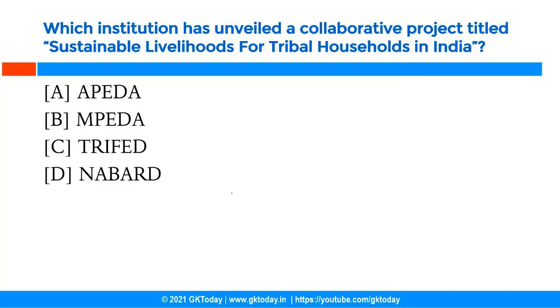So this has been announced by TRIFED. What is TRIFED? It is the Tribal Cooperative Marketing Federation of India. This TRIFED is under MOTA. What is MOTA? It is the Ministry of Tribal Affairs. So for this particular sustainable livelihood for tribal households in India, TRIFED has collaborated with the Link Fund.